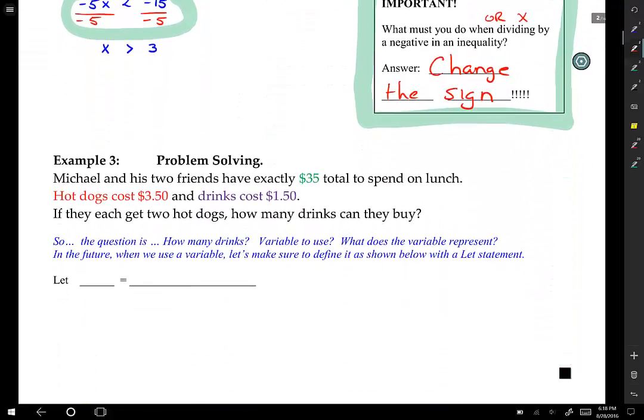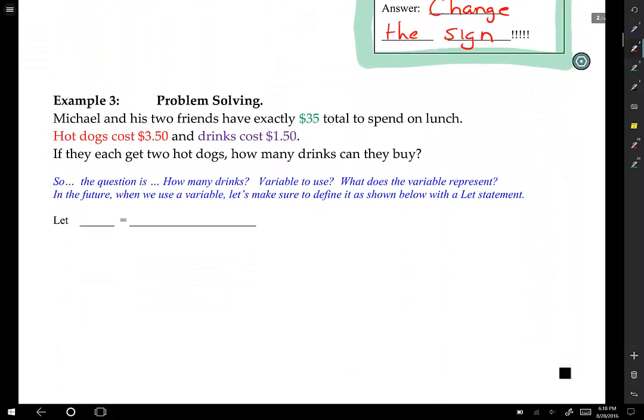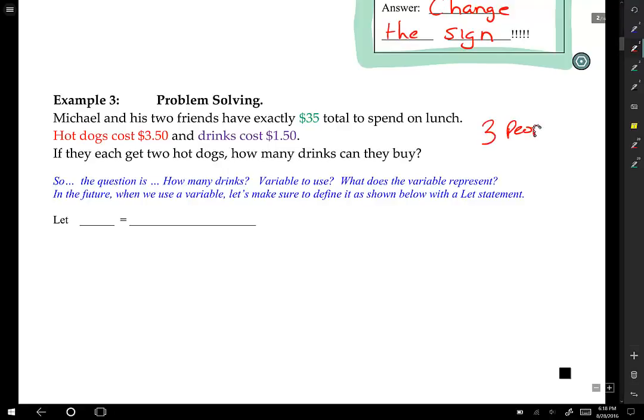All right, example 3. Michael and his 2 friends. Okay, so let's take total 3 people. Just a quick little side note. Have exactly $35 to spend on lunch. Hot dogs cost $3.50 and drinks cost $1.50. So they each get 2 hot dogs. How many drinks can they buy? The question is, how many drinks? That's the question. On story problems, you need to focus.